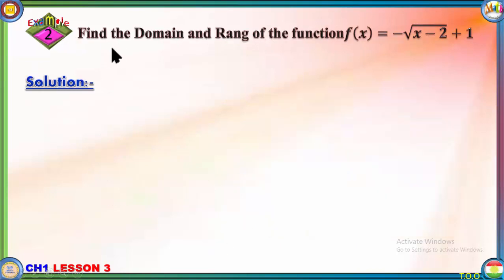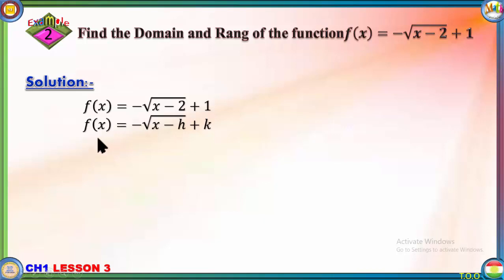Example number 2. Find the domain and the range of the function f(x) equals minus square root of x minus 2 plus 1. We can say directly that h is 2 and k is 1. Or you can compare this function with the general form minus square root of x minus h plus k. Therefore h is 2 and k is 1.